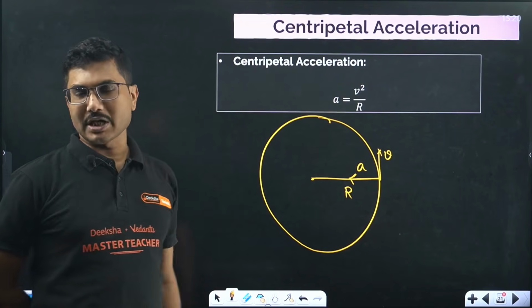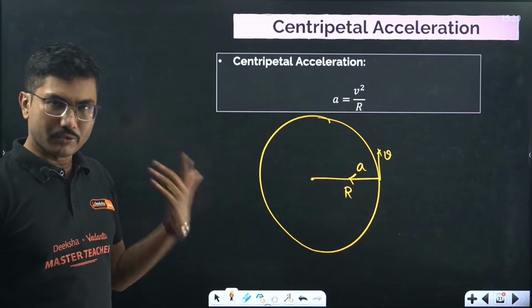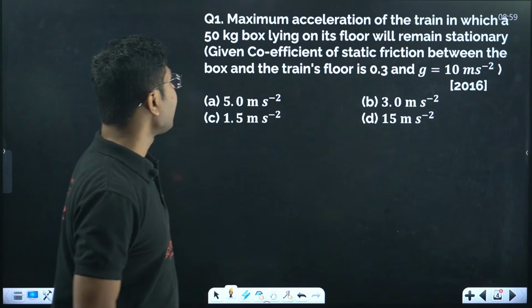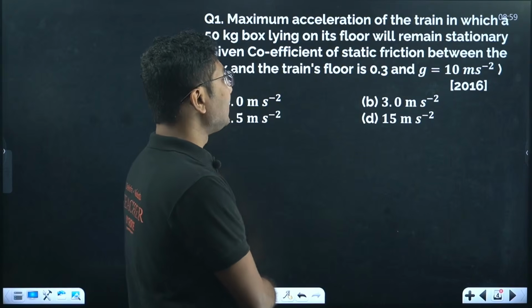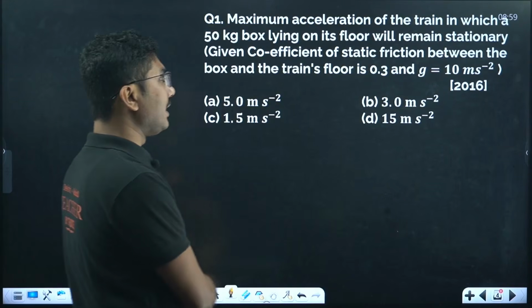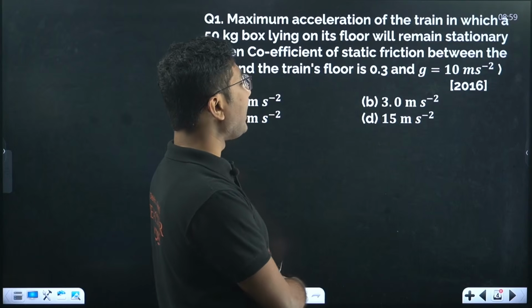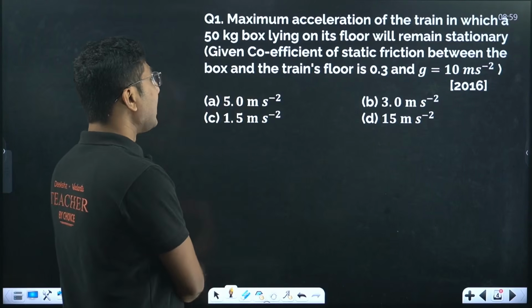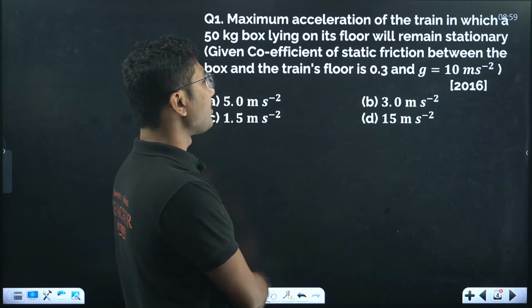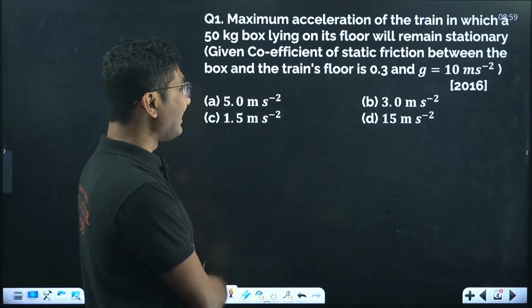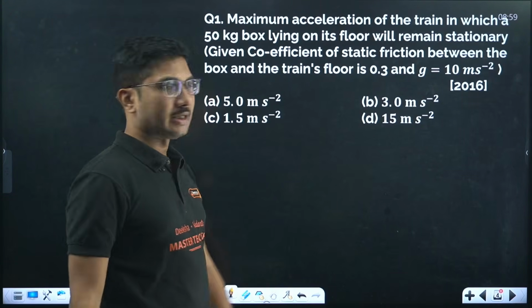In our upcoming chapter, we will study centripetal force and its importance. Laws of motion. So let's start. What is the maximum acceleration of the train in which a 50 kg box lying on its floor will remain stationary, given the coefficient of static friction between the box and the train's floor is 0.3 and g is 10 meter per second square?